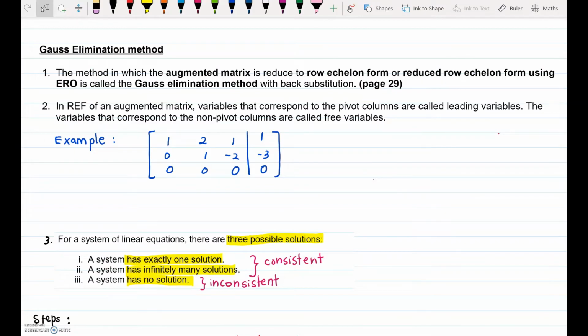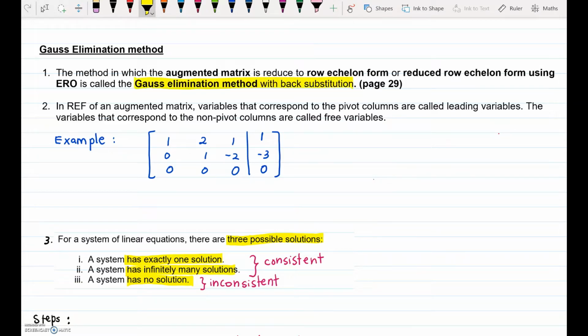In this video we will continue with the Gauss elimination method. What is the Gauss elimination method? It is a method that we use to solve a system of linear equations by using an augmented matrix, and we reduce it to row echelon form by using ERO. This method we call the Gauss elimination method with back substitution.